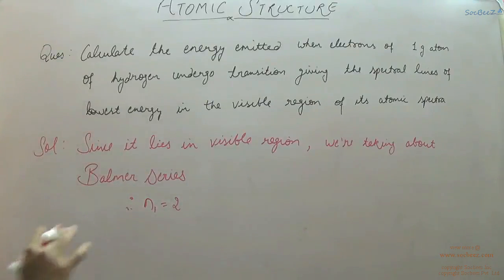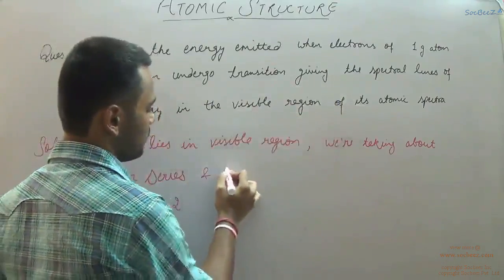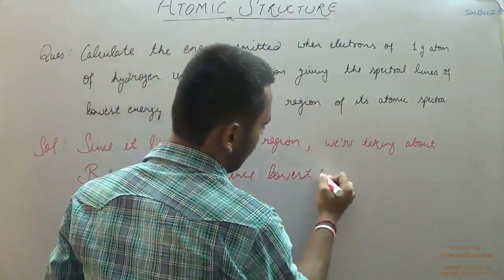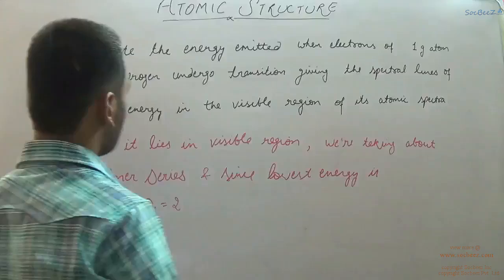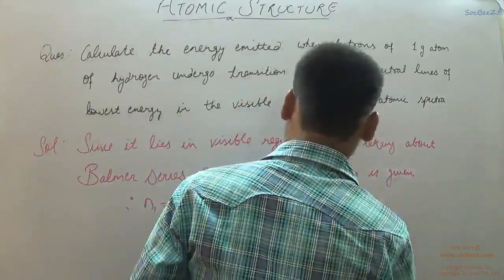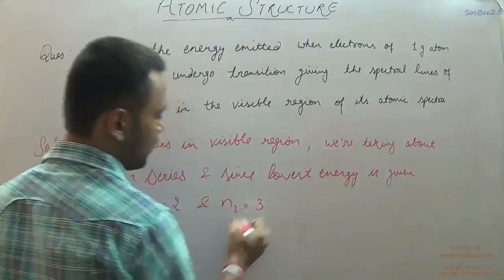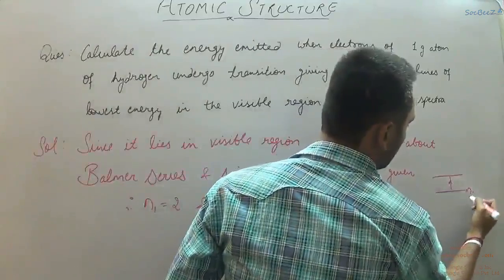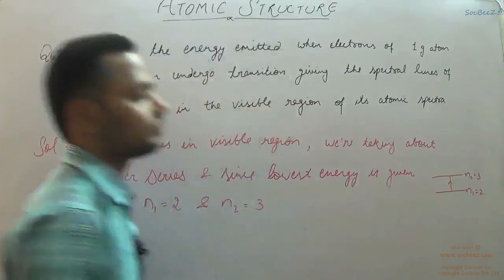So N1 equals 2, and since the lowest energy is given, N2 equals 3, because the lowest energy corresponds to the very next level from N1. So the very next level from N1 equals 2 is N2 equals 3.